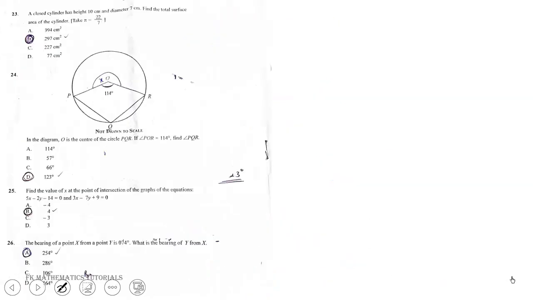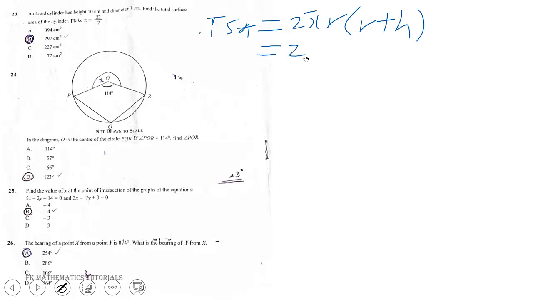A right cylinder has the height 10 centimeters and diameter 7 centimeters. Find the total surface area of the cylinder. Take pi to be 22/7. So we know a cylinder has total surface area 2 pi r into r plus h. So we're given pi to be 22/7. So 22/7 times the radius, which is 7/2, because diameter is 7, times the radius again 7/2 plus h, which is 10.